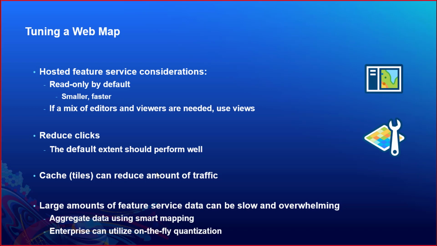Reducing clicks in your application. This is a great strategy, right? So your default extent can help reduce clicks if it is optimal and performs well, and definitely focuses on the area of interest that it should. So if I'm interested in Los Angeles, the default extent should put me in Los Angeles, and it should focus on where I believe the users are going to be able to just start working right away. If they have to zoom in or zoom out several times, those are extra hits against my deployment, which doesn't make sense.